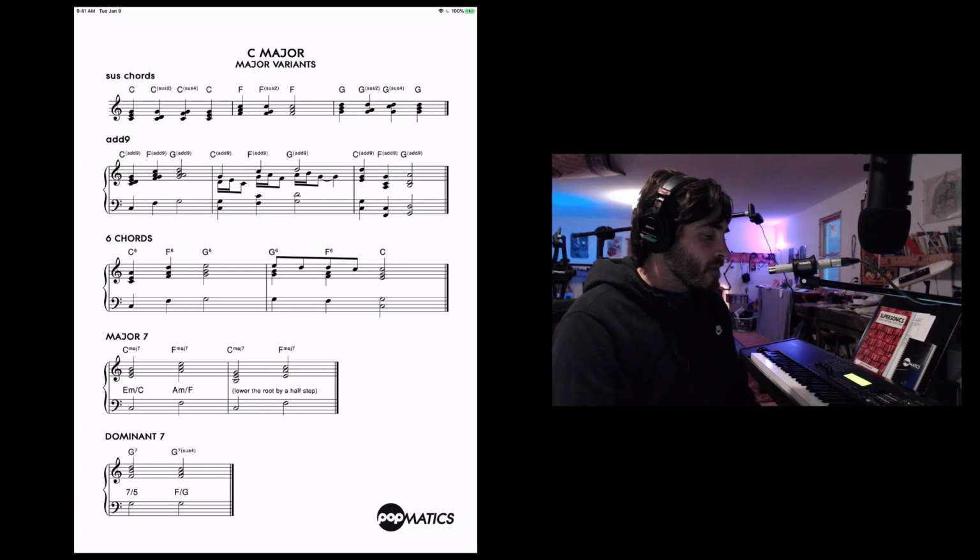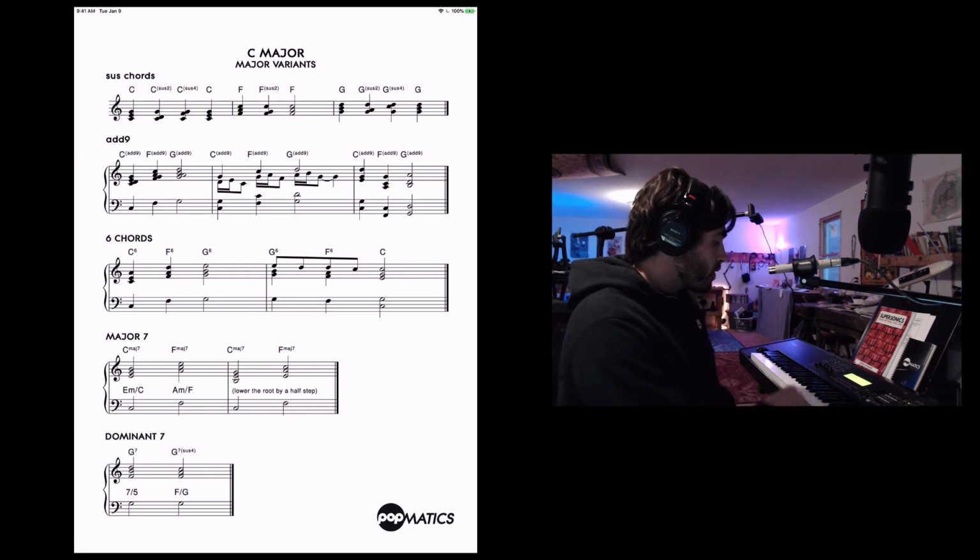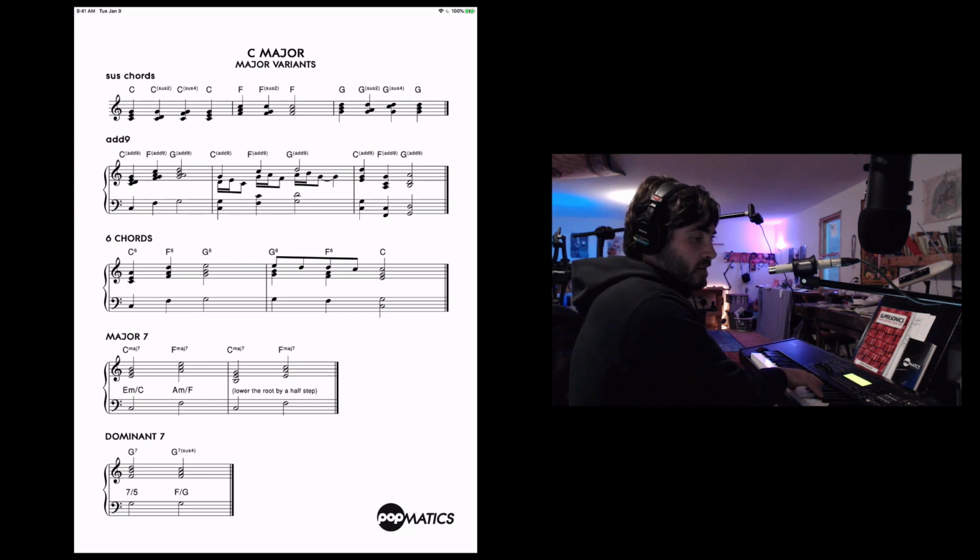So going from there, we have these major variants. These are the mods and extensions, things that you can do to the primary chords, the 1, 4, 5. So you can do your susses on the 1 chord.